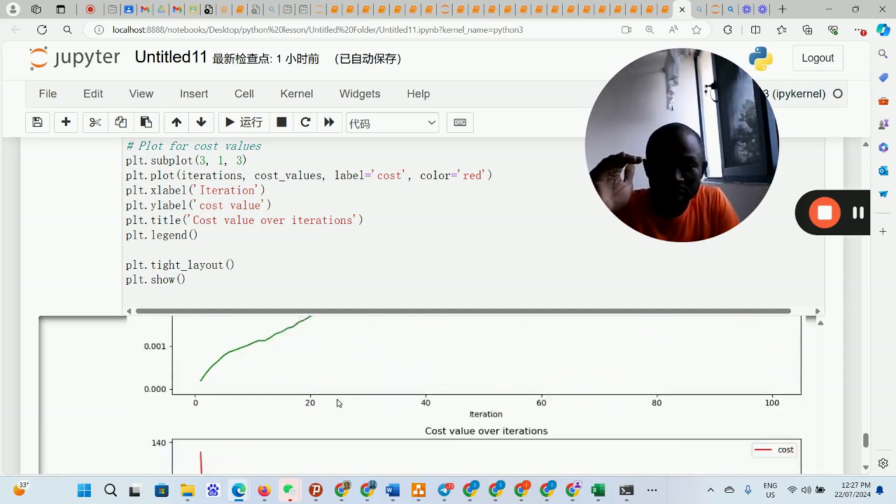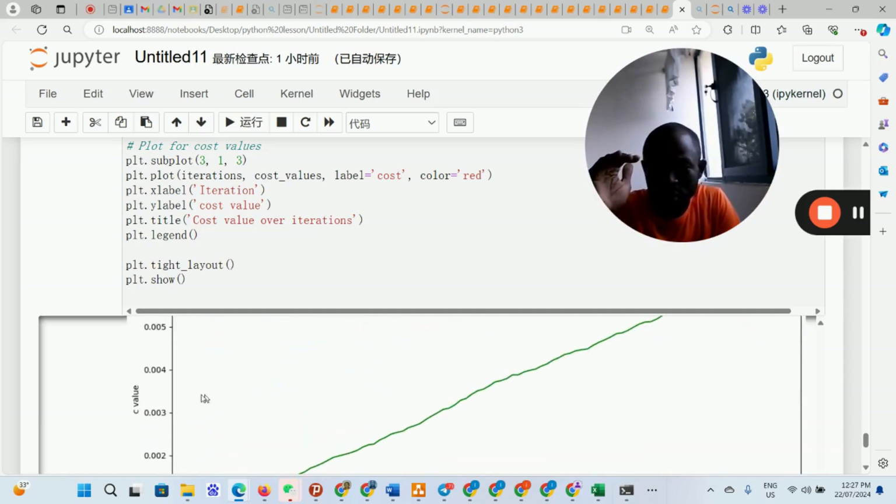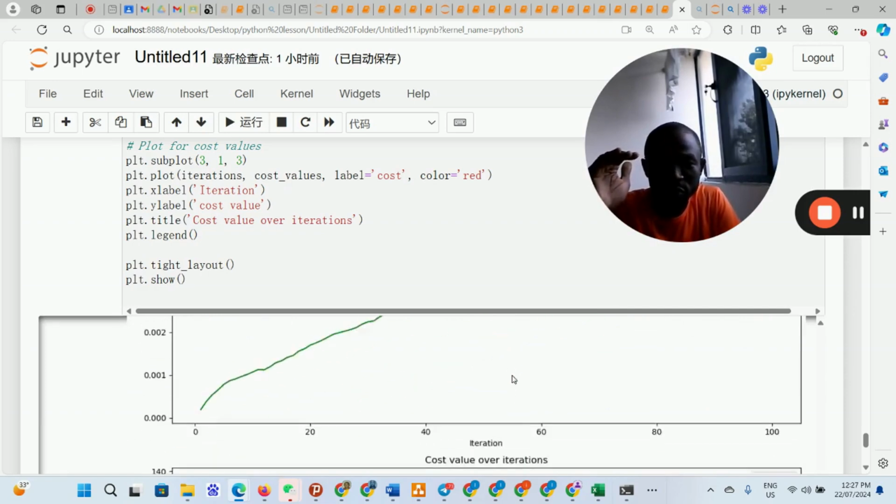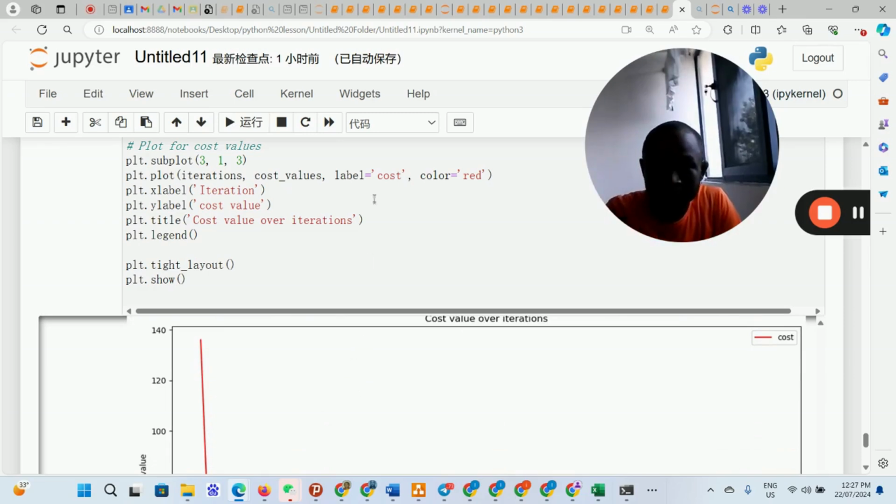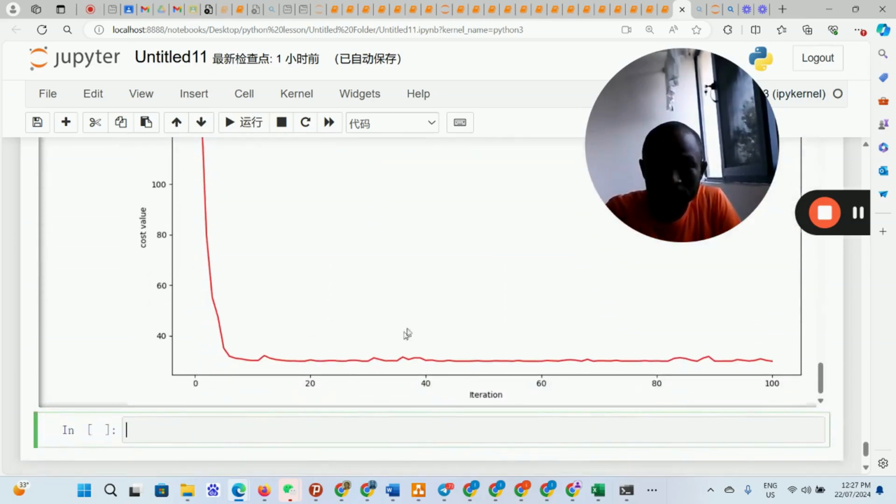So if you look at even the graph on the cost value, it is also fluctuating. Then the real one also is this. If you look at the cost value, at the point of 10, that is when it starts having that issue. At the point of 10, it starts to fluctuate.